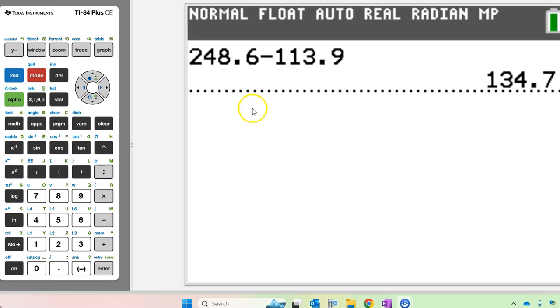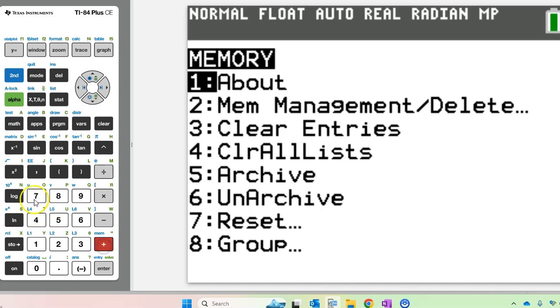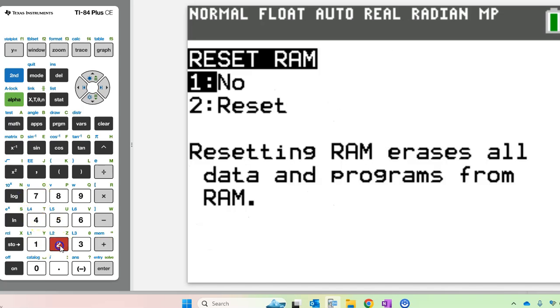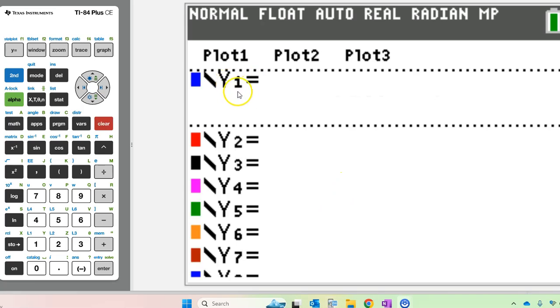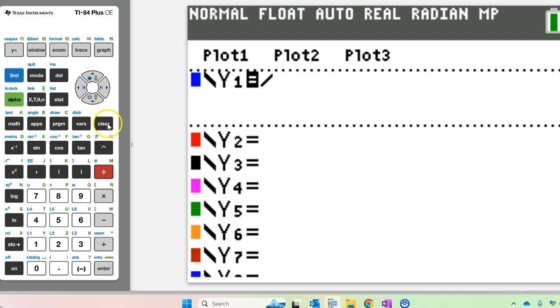First, it's a good idea to reset your calculator at the beginning of every problem. You hit second plus 7, 1, 2. Again, that is second plus 7, 1, 2. Fresh calculator. Always use a vertical fraction on your calculator instead of using the division sign.